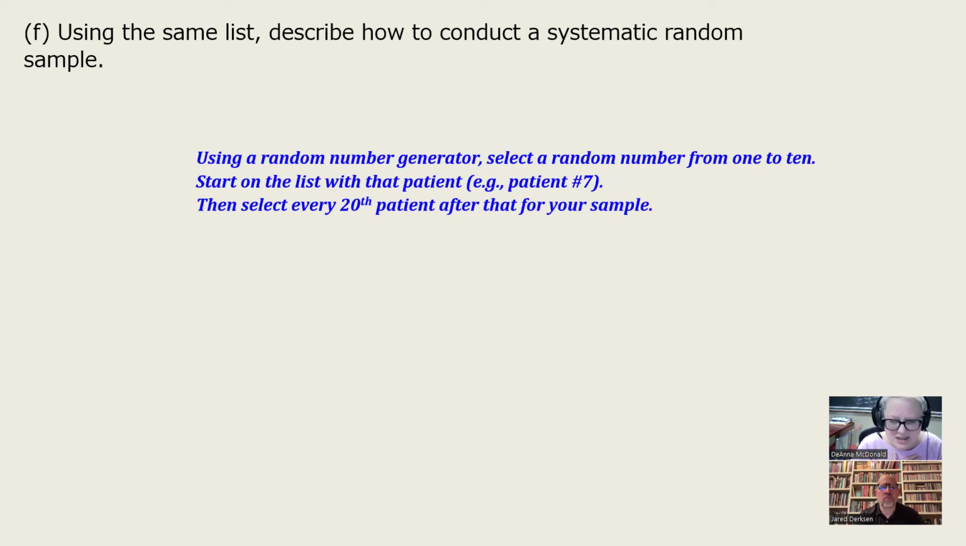Now, Jared and I discussed this, and we have not seen where you have to, in a free response, describe how to take a systematic sample. Instead, it's more likely that you're going to see a description and have to recognize that what you see described is a systematic random sample.